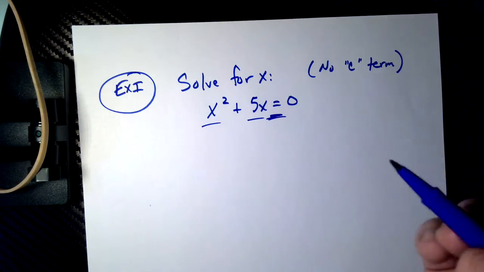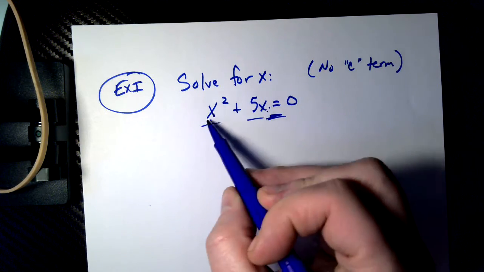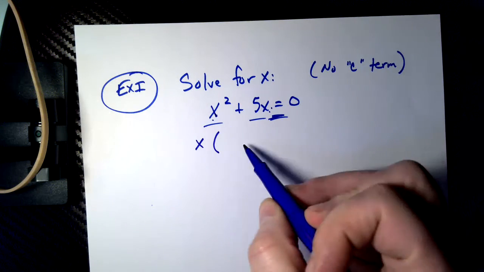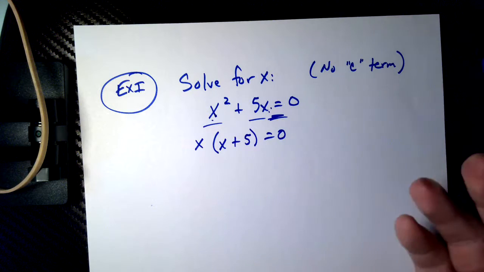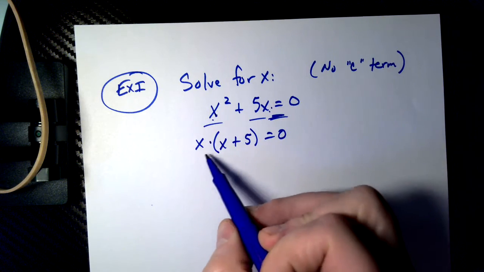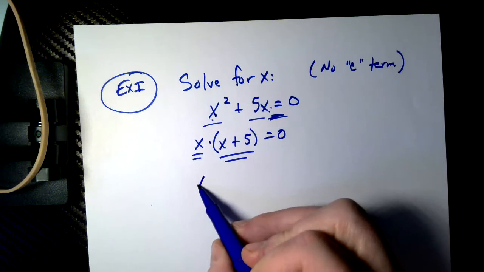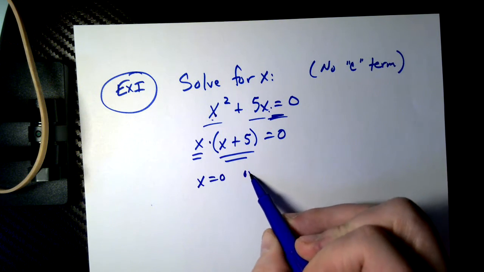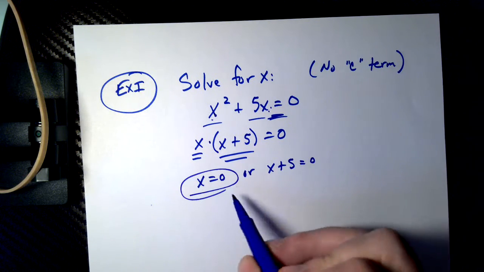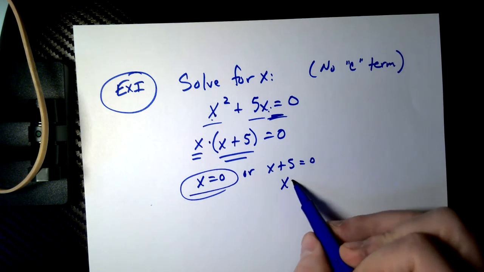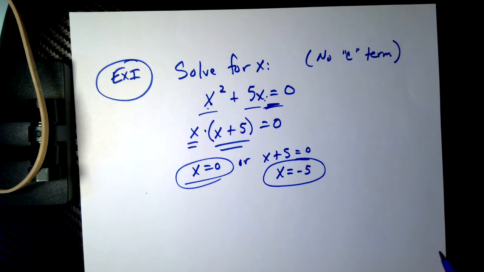But this is a really easy problem. Take out the common factor. They both have an x. Take it out. And you go x plus 5 equals 0. These are two factors, two things multiplied together. This and this equals 0. So either this one equals 0 or this one equals 0. So one answer is 0, and the other answer is -5. Subtract 5 to the other side.